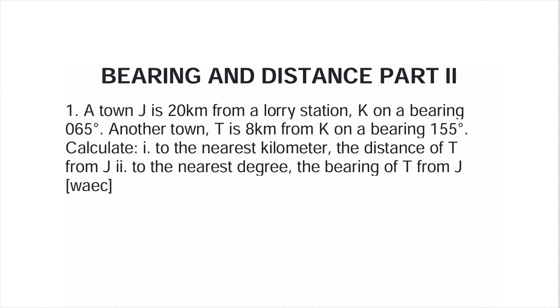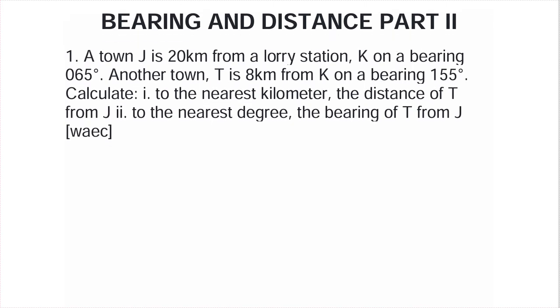In this video I'm going to be continuing the bearing and distance calculation, but this time more of the theory aspect. Okay, so we start with the first one. It says a town J is 20 kilometers from a lorry station K on a bearing of 65 degrees. Okay, so from, I always use the from to know where to draw my bearing. And so when you say from K, that means you're starting with K and the bearing is 65 degrees.